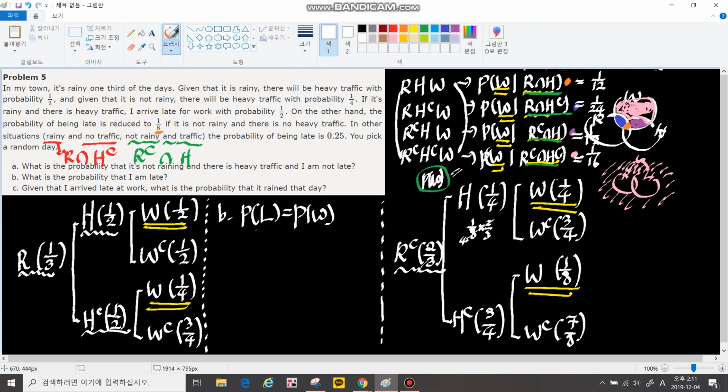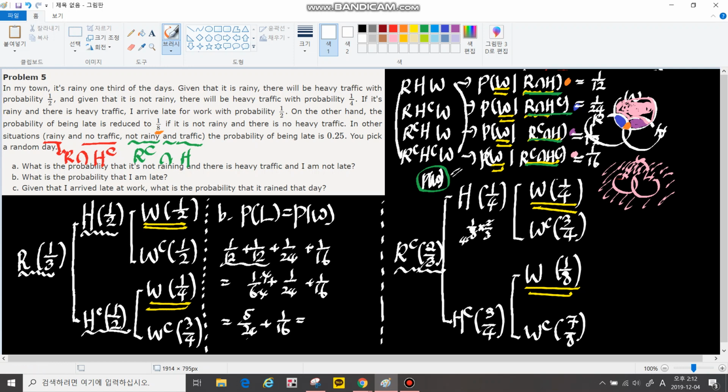So if you add up everything over here, then 1 over 12 plus 1 over 12 plus 1 over 24 plus 1 over 16. Oh my god, I hate it. So this is 1 over 6, and then this is 1 over 24 plus 1 over 16. Why do we have 16 over here? Okay, we do have 16. Then 5 over 24 plus 1 over 16. Then 48 should come down here, and then 10, and then 3. Therefore, the answer here is 13 over 48.